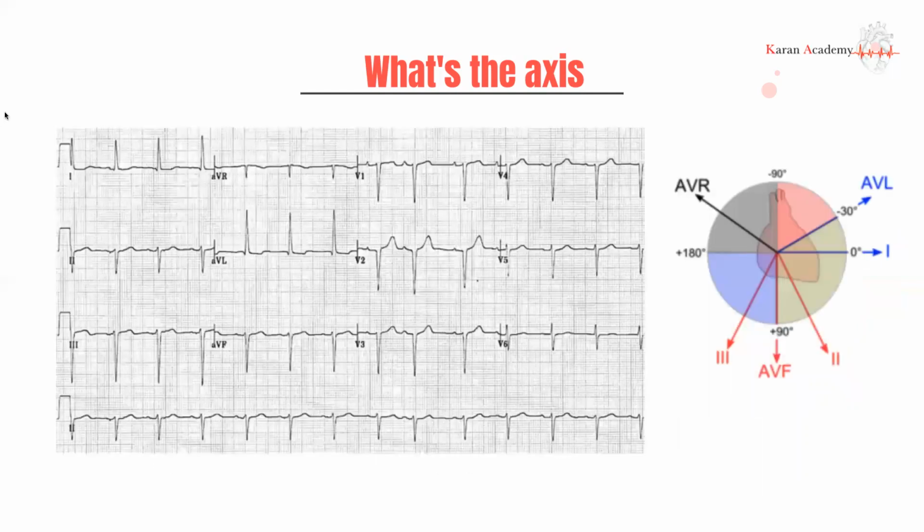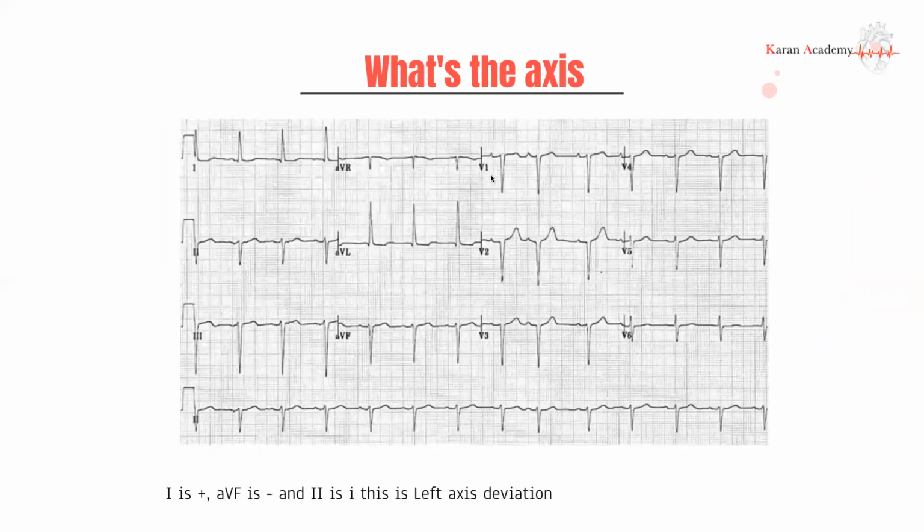Let's look at another one. Here we have lead 1 being clearly positive, AVF being clearly negative, and then you think, oh, at this point, I know that it is between 0 and -90, but is it between 0 and -30? Let's look at lead 2. And lead 2 is, oh no, it's also negative, which means it's between -30 and -90. And that puts us at a left axis deviation.